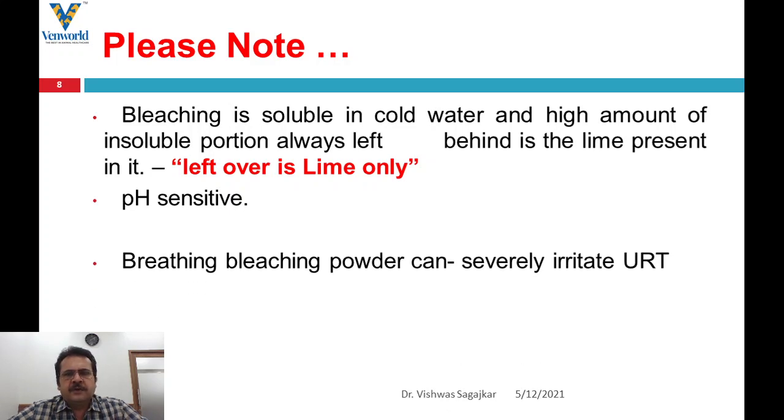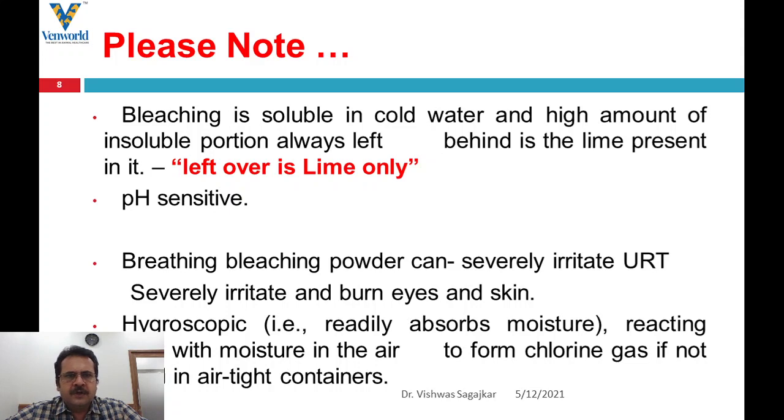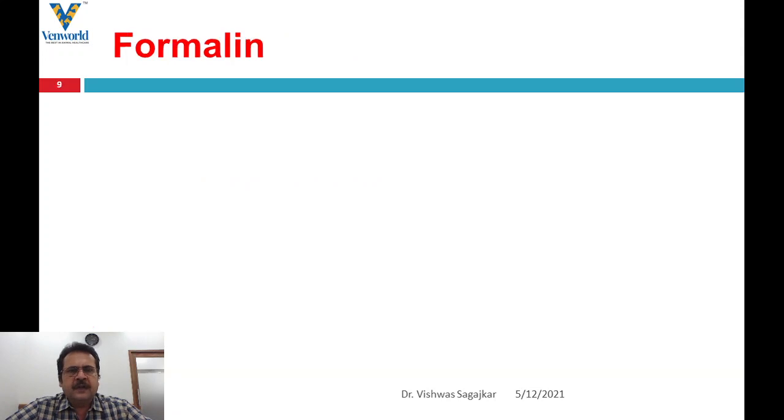Breathing bleaching powder can severely irritate the upper respiratory tract. It can irritate your eyes and skin when it comes in contact. It is a highly hygroscopic chemical. It reacts slowly with moisture in the air to form chlorine gas if not stored in airtight containers. It means that when you buy bleaching powder in bulk and keep it open in your store room, the chlorine gas will definitely go out, and the remains will be only the lime.